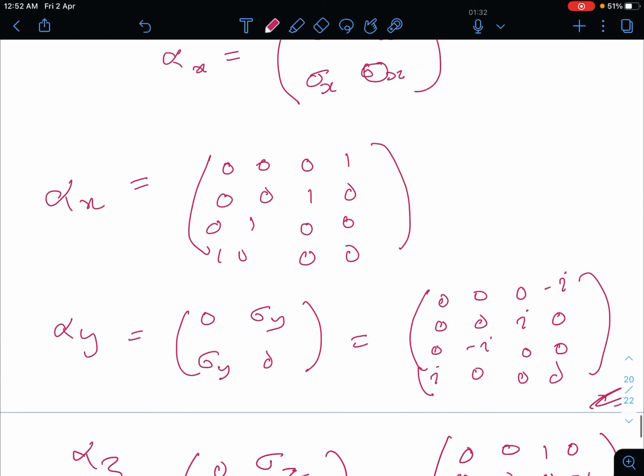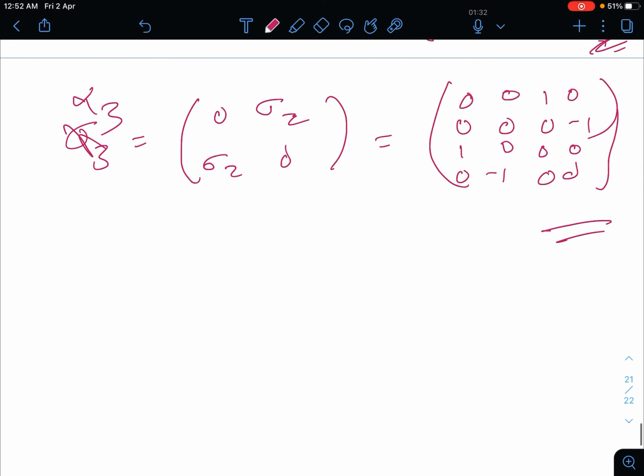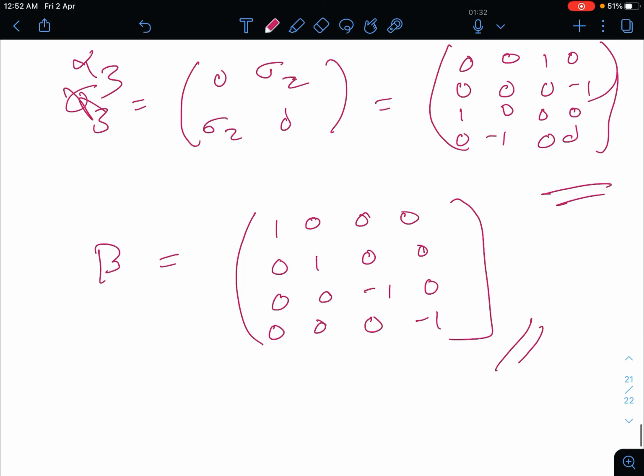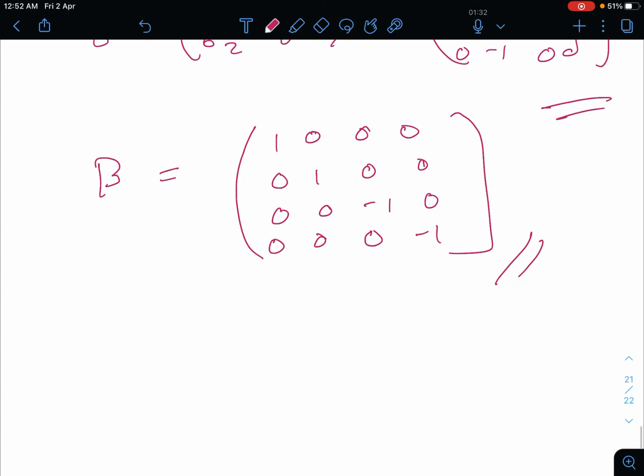Okay, so alpha x, alpha y, alpha z, and of course we have the beta. Now what is that beta? Obviously we will be taking it as diag(1, 1, -1, -1), otherwise the diagonal element sum cannot be 0, I mean the trace cannot be 0. So these are the alphas and beta.